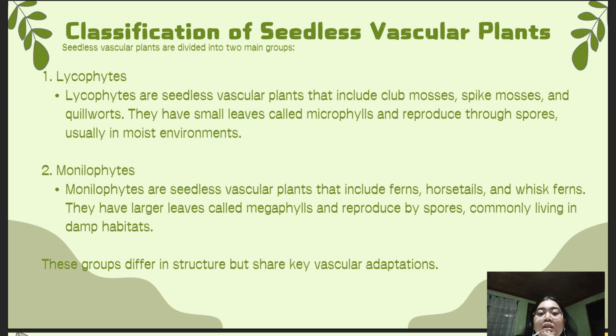The monilophytes, on the other hand, include ferns and horsetails. Ferns have larger leaves called fronds, and young fronds are coiled structures known as fiddleheads. They produce spores in clusters called sori, usually found on the underside of leaves. Ferns have both sporophyte and gametophyte stages, with the sporophyte being dominant.